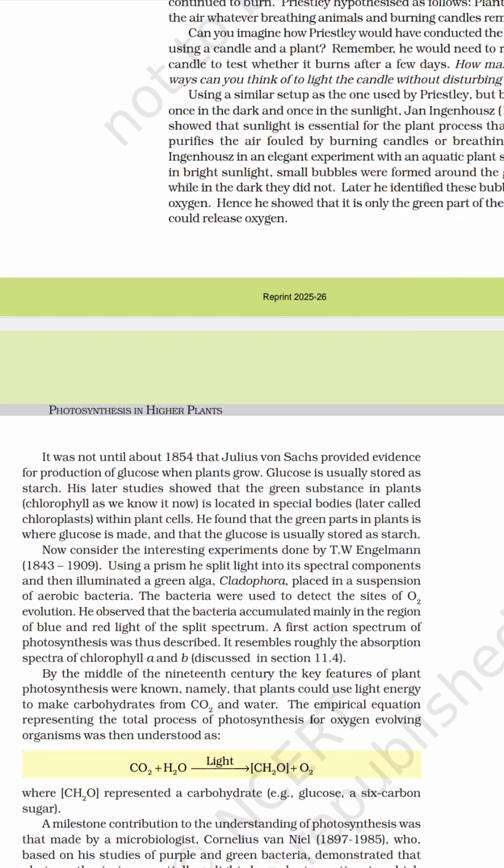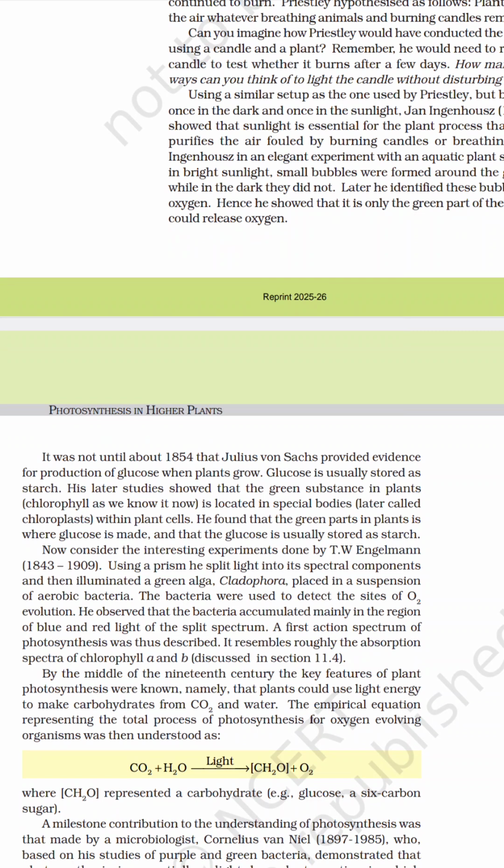Another experiment, conducted by Julius von Sachs, provided evidence for the production of glucose. When plants grow, glucose is usually stored as starch. His later study showed that green plants have chlorophyll, as we know it now, located in special bodies later called chloroplasts within the plant cell. He found that the green parts of plants are where glucose is made, and the glucose is usually stored as starch.